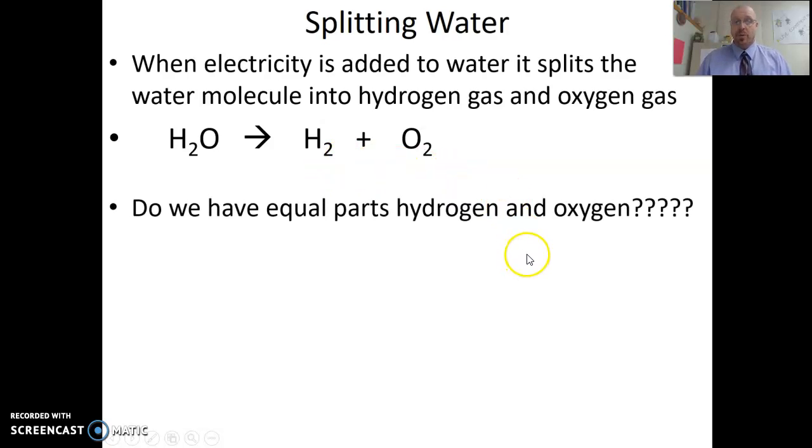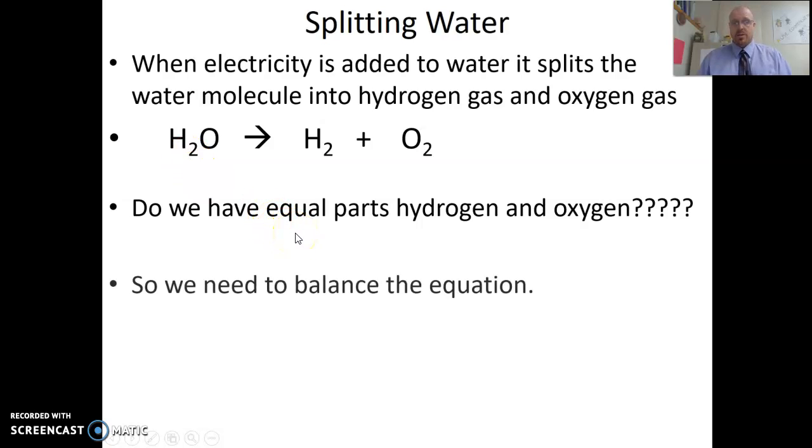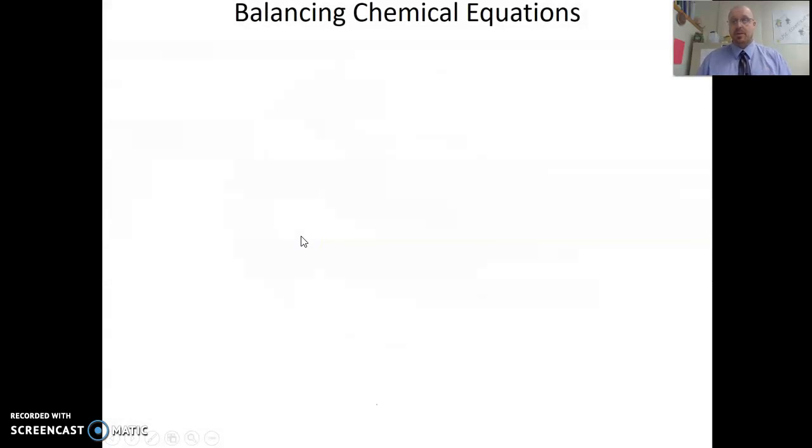But do we have equal parts hydrogen and oxygen? If we look, notice in the products we have two hydrogen atoms forming H2 and two oxygen atoms forming O2. But if we look at the molecule at the beginning of our reactants, we only have one oxygen atom and two hydrogen atoms. So it's not a balanced equation. Therefore, we have to make sure that the same amount of atoms is on both sides, reactants and products.